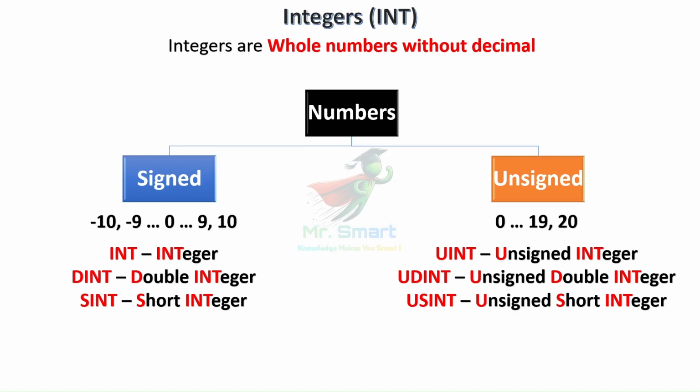These data types don't store negative values. They can use their entire bit range for positive numbers, which means they can store larger positive values compared to signed types using the same memory size. This becomes very useful in industrial communication and large counters.